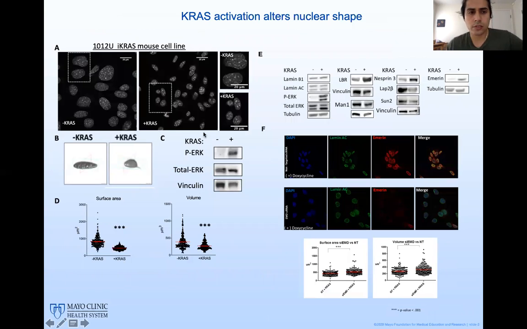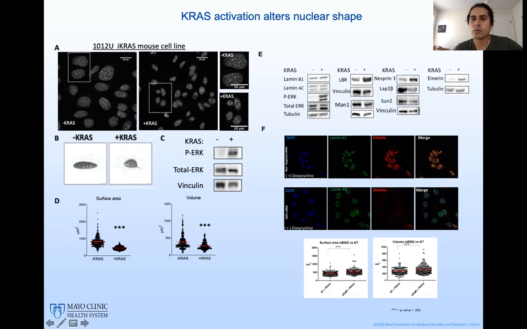Now, to study this, we use mouse PDAC cells that have a doxycycline-inducible KRAS. Upon addition of doxycycline, we can activate oncogenic KRAS. And we can see here in figure A that there are huge changes from the minus to the plus KRAS. When we activate KRAS, we have a significant decrease in surface area and volume. And here we show that our system in figure C is working well. When we activate KRAS, we see phosphorylation of ERK.